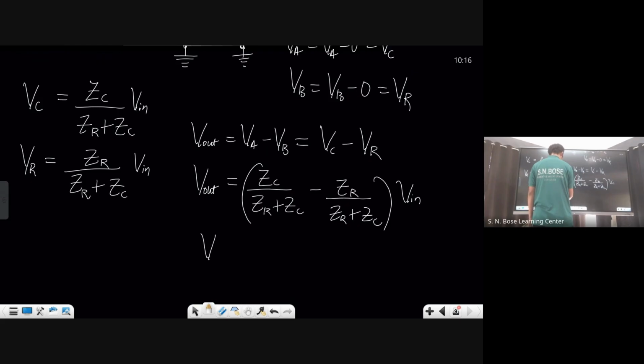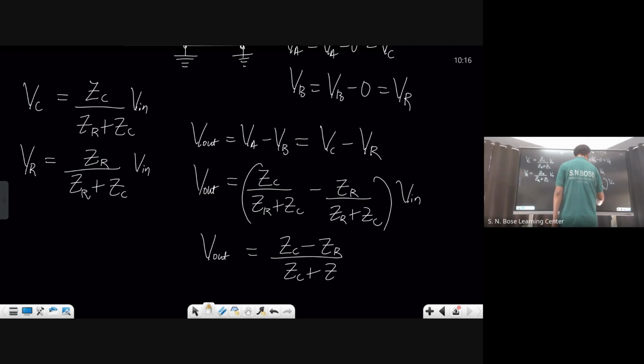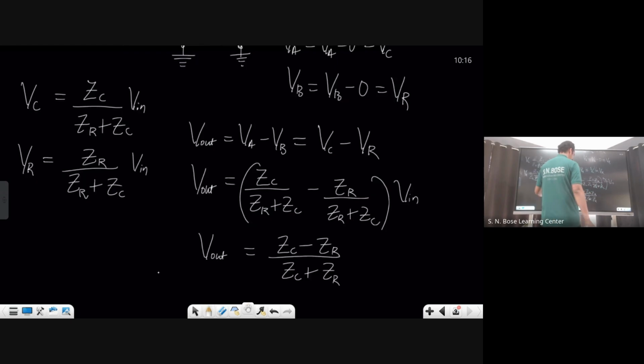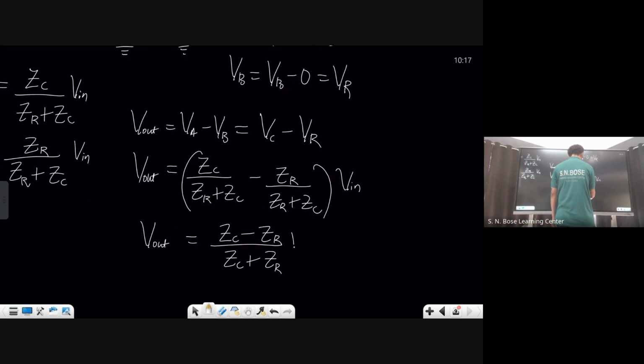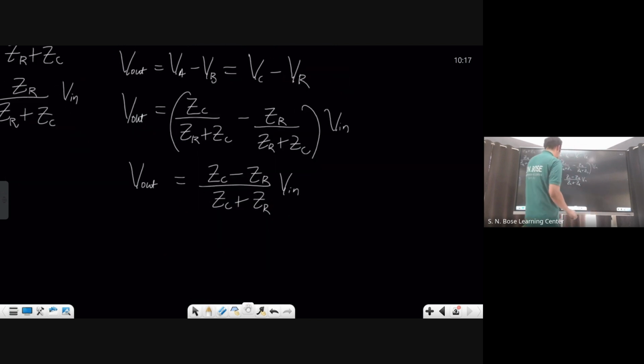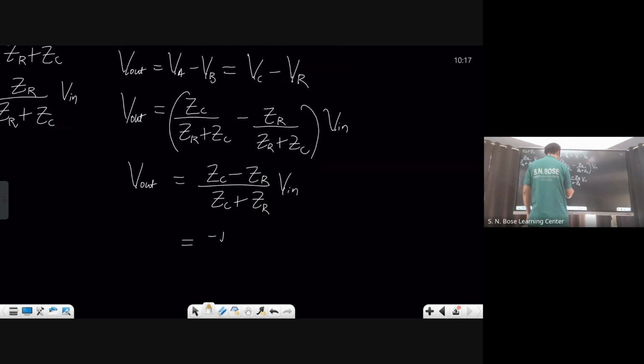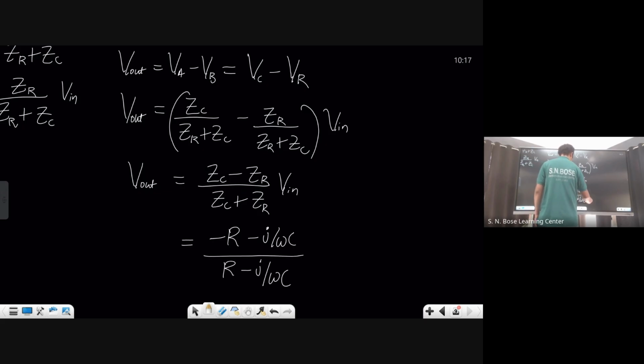Easy only. What is this one? This is common, am I right? ZC minus ZR divided by ZC plus ZR. Can I say like this? Fine. That is into V in. ZC minus ZR is minus j by omega C minus R, divided by minus j by omega C plus R, or minus R minus j by omega C divided by R minus j by omega C into V in.